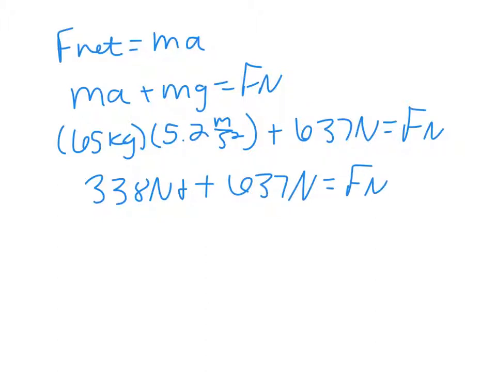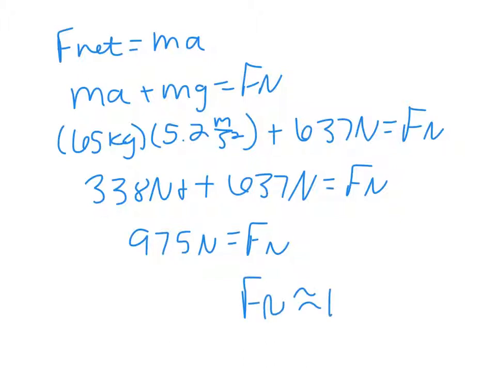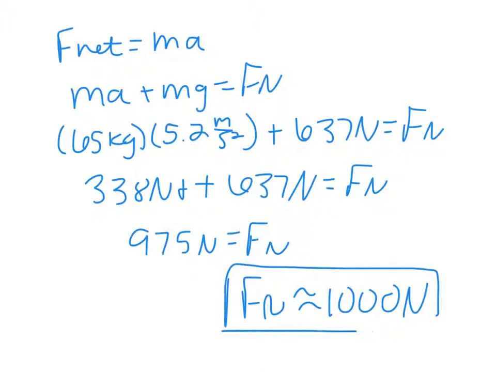So the normal force equals 975 newtons. To 1 sig fig, Fn is approximately 1,000 newtons. Normal force should be greater than the weight. Think back to the force diagram. The top was larger than the bottom. So if you saw this and you got something that was less than weight, you went wrong somewhere.